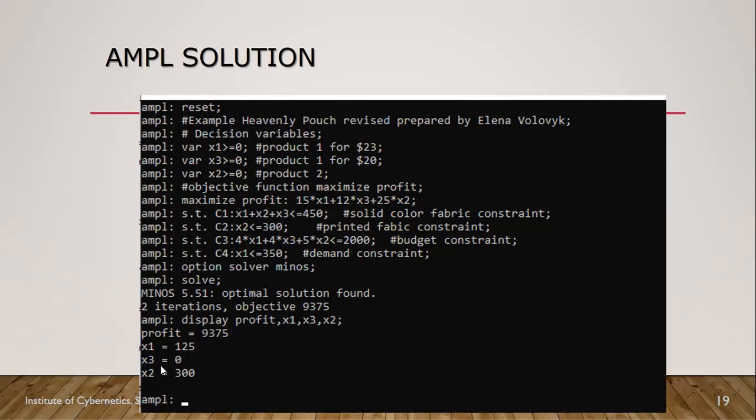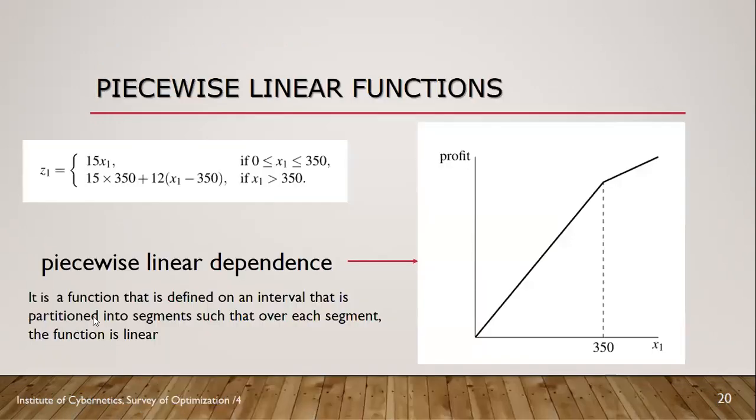So the value of the newly introduced decision variable will stay 0 until x1 reaches the value of 350. But here it hasn't reached it. So therefore, the results remain the same.